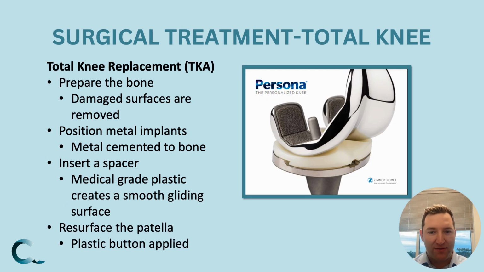When you have arthritis in more than one compartment of the knee, I've likely spoken to you about having a total knee replacement. For a total knee replacement, we prepare the damaged ends of the bone by resurfacing a few millimeters of bone on the thigh bone and the shin bone. We put new metal implants in place that take the role of the articular cartilage that's been lost, and then we put a plastic liner in between the thigh bone piece, the femoral component, and the shin bone piece, which is known as the tibial component. We also resurface the patella and put a plastic button behind it to allow for painless range of motion of the knee after surgery.